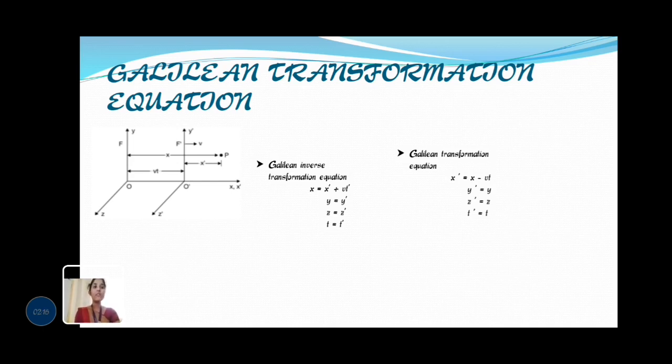Galilean transformation equations: x dash is equal to x minus vt, y dash is equal to y, z dash is equal to z, and t dash is equal to t. Galilean inverse transformation equations: x is equal to x dash plus v into t dash, y is equal to y dash, z is equal to z dash, and t is equal to t dash.